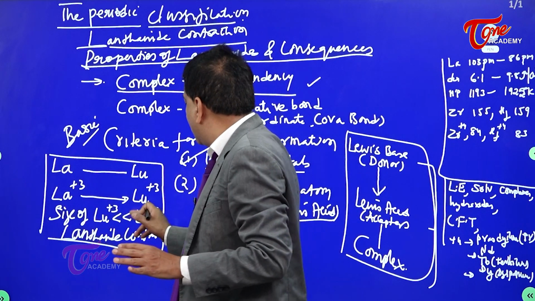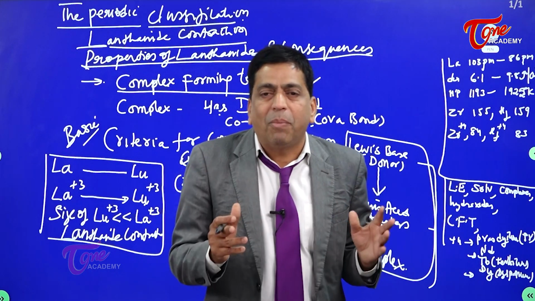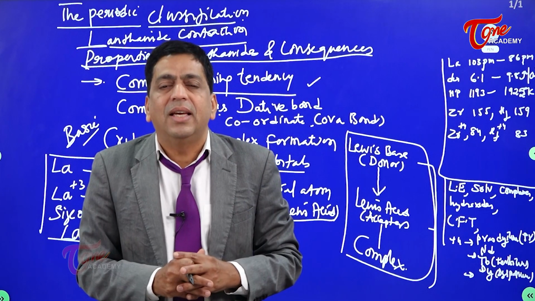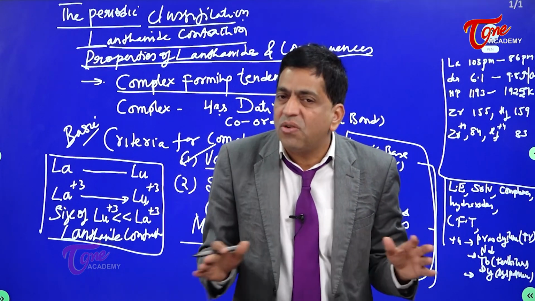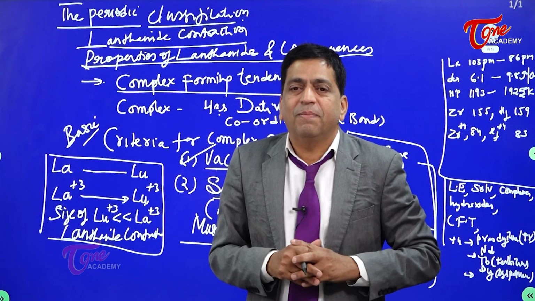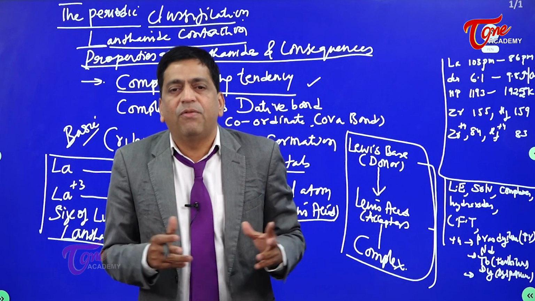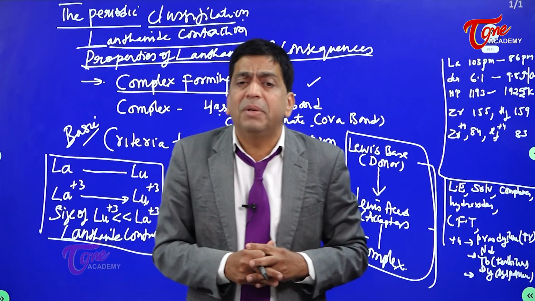So out of this, the smallest seems to be lutetium +3. So the complex forming tendency is highest for lutetium +3 and not for lanthanum +3. You must understand this. So what is the question? The question is, which of the following is basically true?